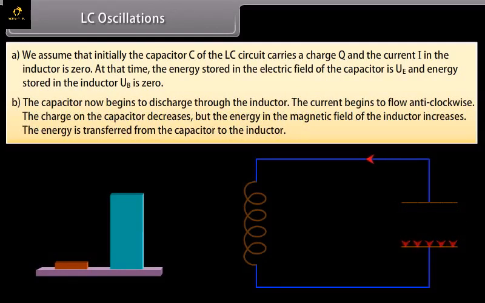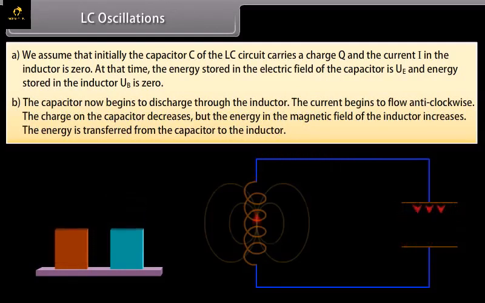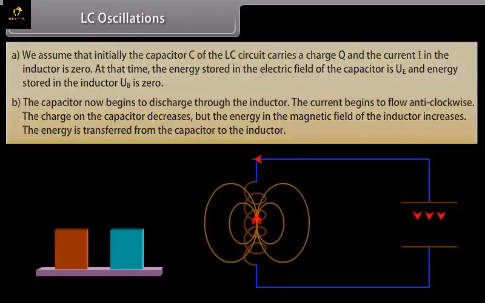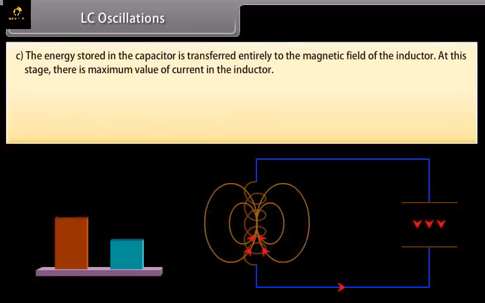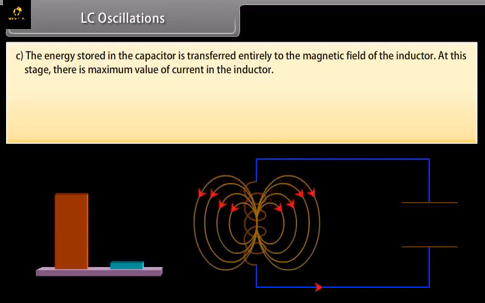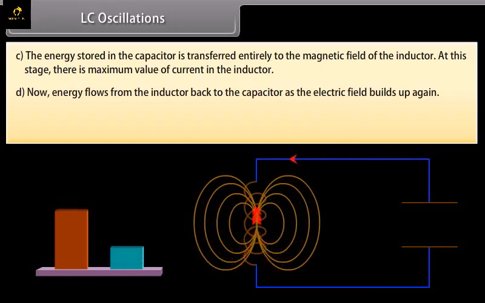The capacitor now begins to discharge through the inductor and the current begins to flow anti-clockwise. The charge of the capacitor decreases but the energy in the magnetic field of the inductor increases. The energy is transferred from the capacitor to the inductor. The energy stored in the capacitor is transferred entirely to the magnetic field of the inductor. At this stage, there is maximum value of current in the inductor.